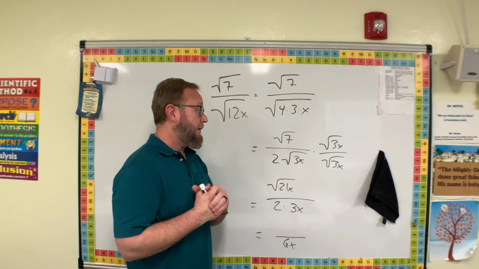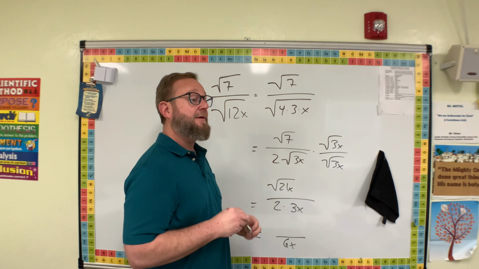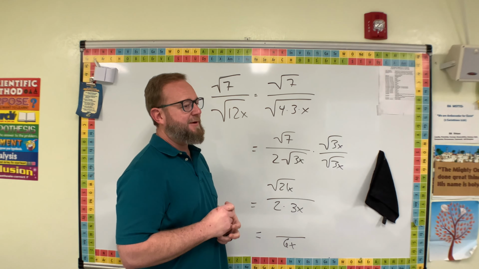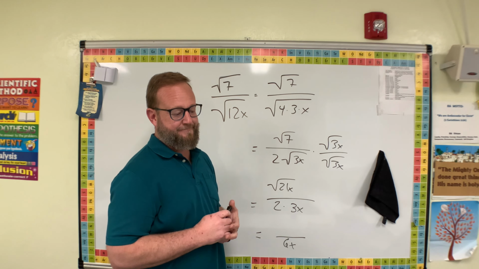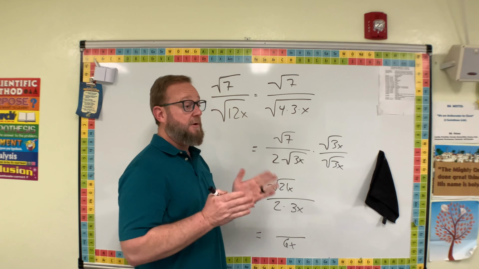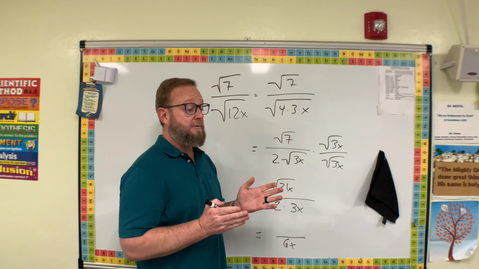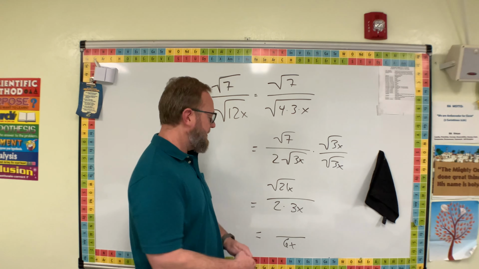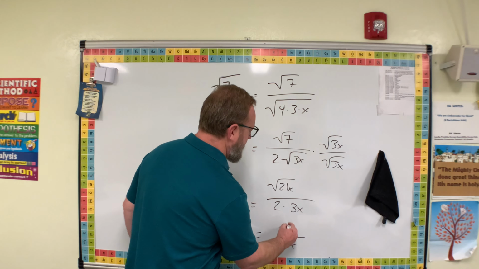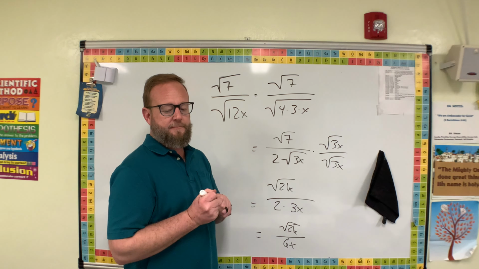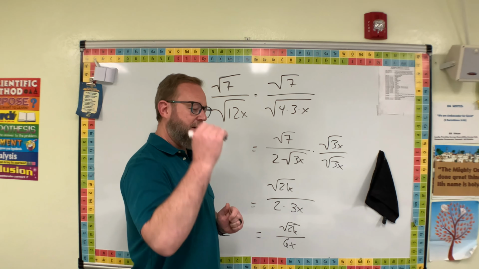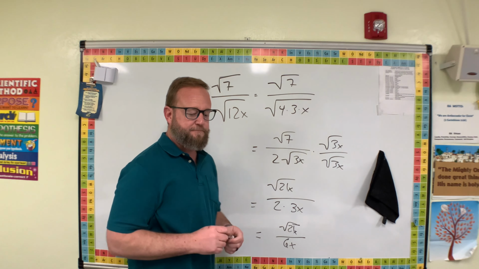9 times 3. We know it's 7 and 3. Did you say 9 times 3? No, Aiden didn't say that. Any factors of 21 that are square rootable? No, there's not. So we are done. So square root of 21x over 6x. That's what you would circle, call it done. Let's stick a fork in.